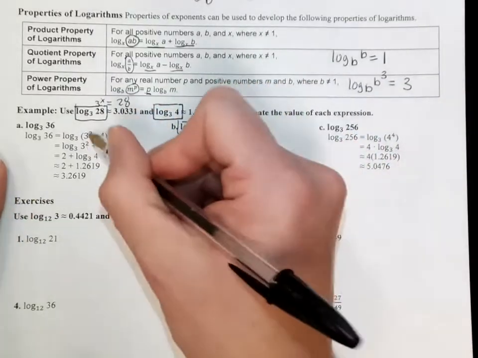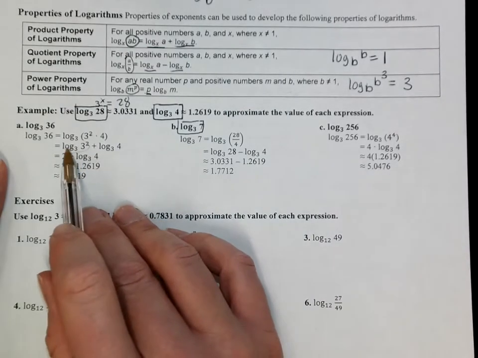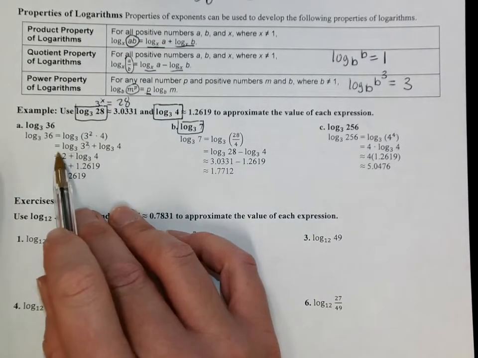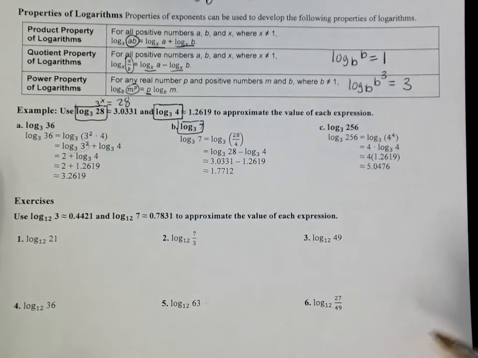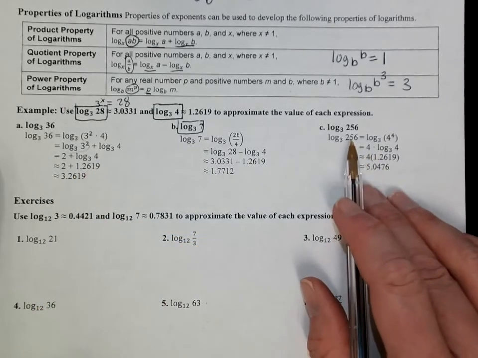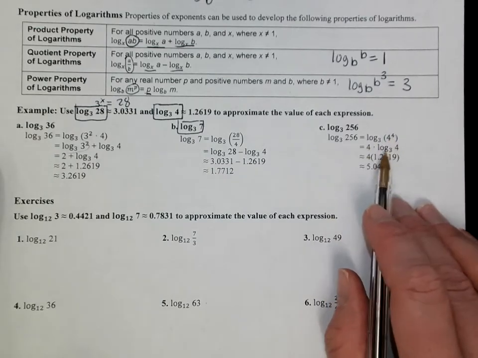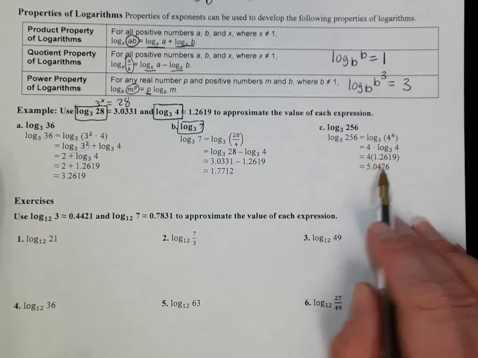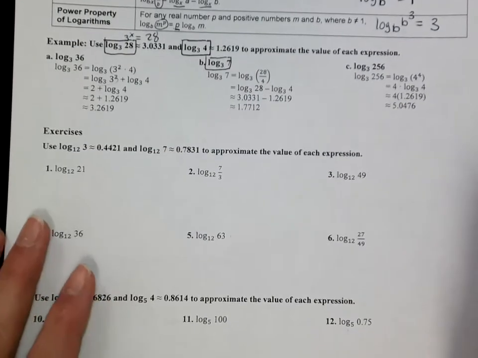They said log 3 of 3 squared is just 2, because log 3 of 3 is 1, bring down the 2 as multiplication, and then you can simplify from there. Same thing here. They said 256 is actually 4 to the 4th power. So I can do 4 times what log 3 of 4 is and get a good estimate. That's what we're going to do down here in these exercises.